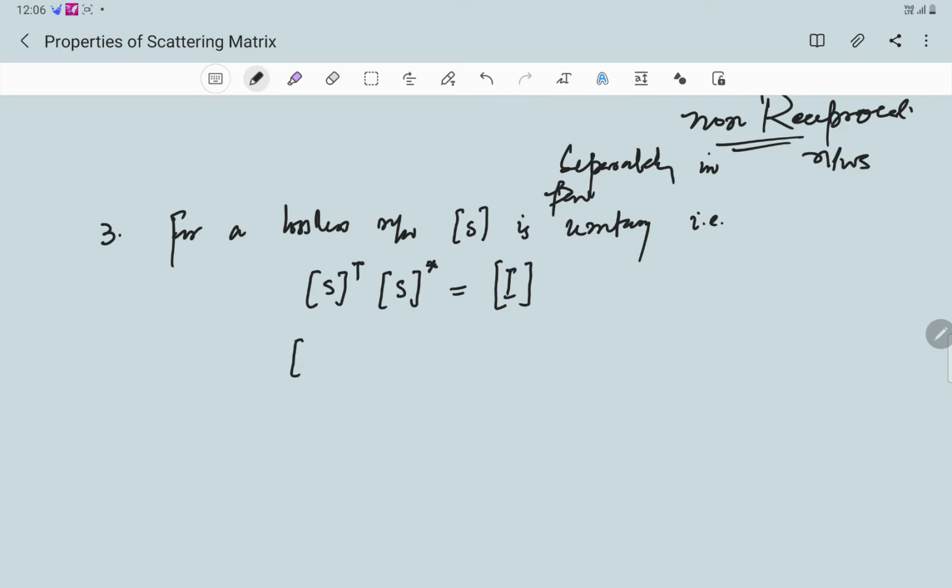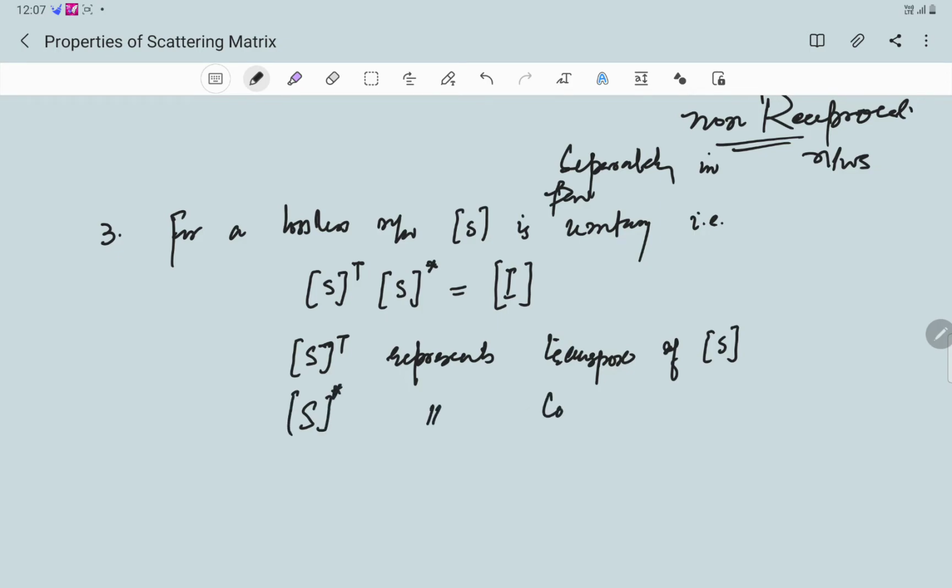Here S transpose, ST, represents the transpose of the S matrix, and S star represents the complex conjugate of S. So complex conjugate would mean if S11, for example, is A plus iota B, then S11 conjugate would be A minus iota B.